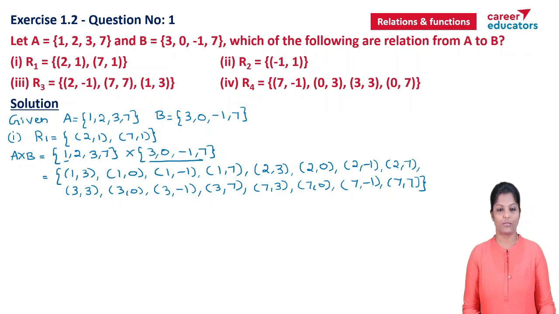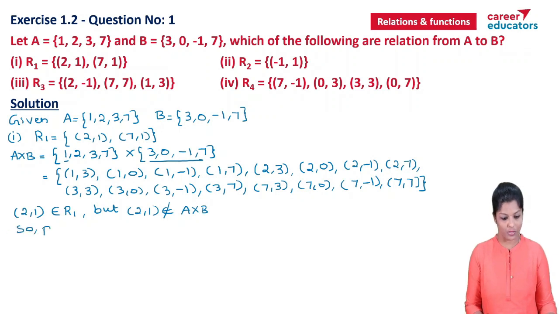Next we have to check whether all the elements of R1 are present in A cross B. Here (2, 1) belongs to R1 but (2, 1) does not belong to A cross B. So R1 is not a relation from A to B.